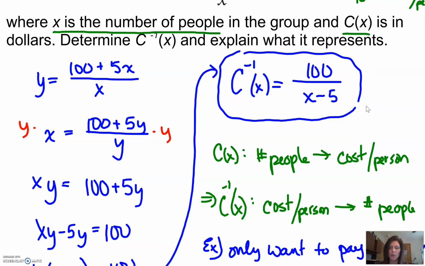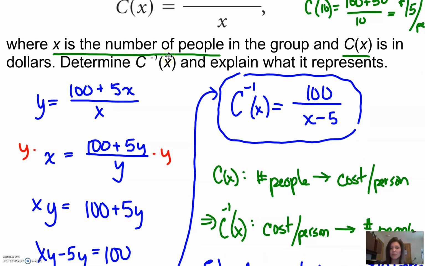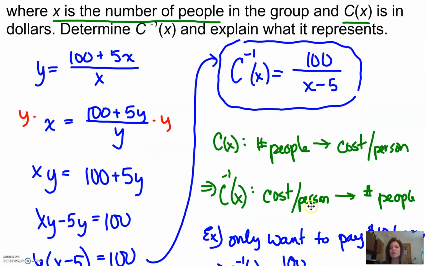Well, what does it mean? What good would this formula be for us? Well, if the original function says, give me x people and I will give you the cost per person, right? X people, cost per person. The inverse is going to reverse that. And so now it says, well, tell me how much you want to pay per person, and I'll tell you how many people.